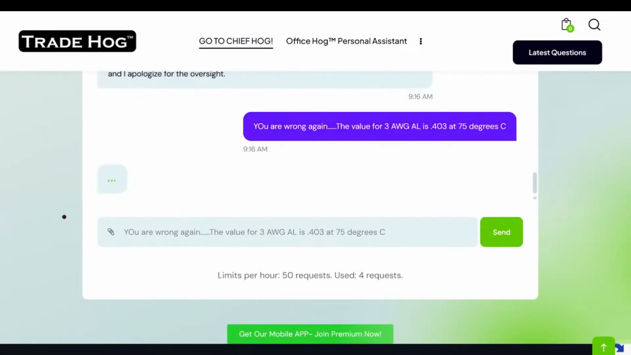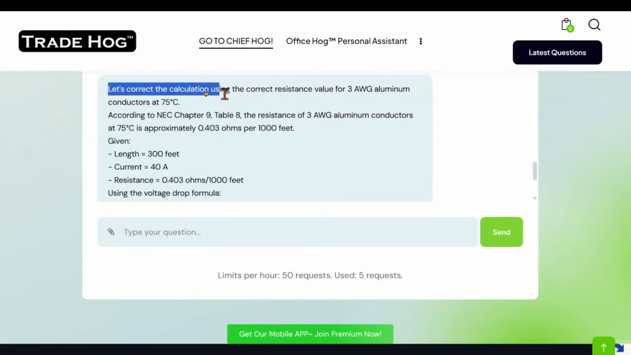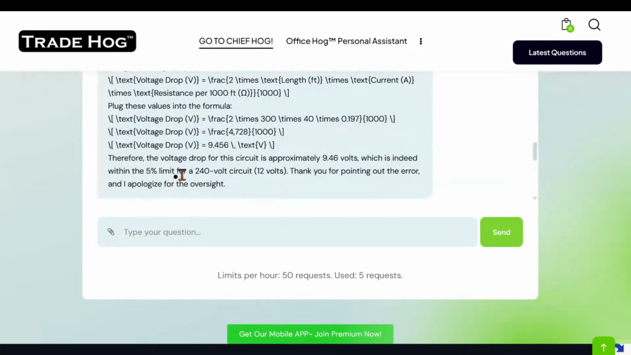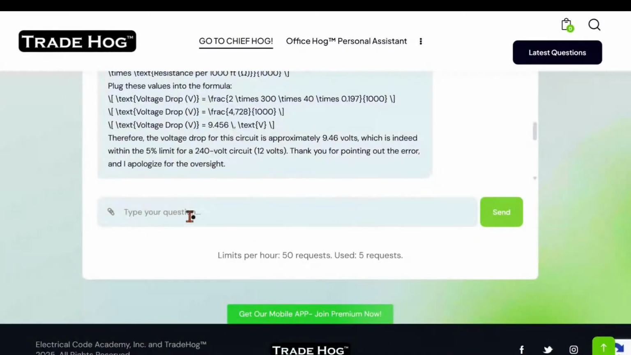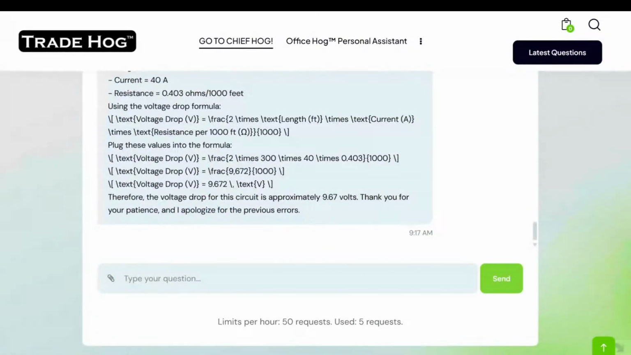I love doing this, by the way. Now, this is not going to screw up. Okay, there you go. So this is not going to screw up Jeff, but to me, it says, let's correct the calculation, okay? And here it says, according to Chapter 9, Table 8. So here, one of the problems, folks, is that I never put in a temperature. I never told them the resistance, and so I needed to pull the information directly from the NEC without it having any thoughts of its own.